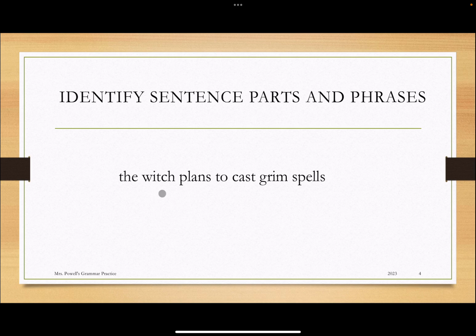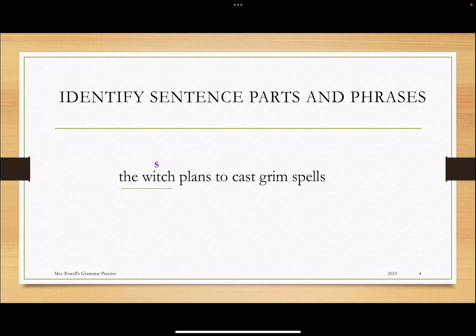Next, we're going to identify sentence parts and phrases. Because this is a pretty simple sentence, you won't have as many markings as you would some other sentences. So first, let's identify our simple subject. Remember, your simple subject is going to be the who or what that goes along with your verb. Remember, we identified plans as our verb in the sentence. The one that's doing the planning is the witch. So witch will be your simple subject.